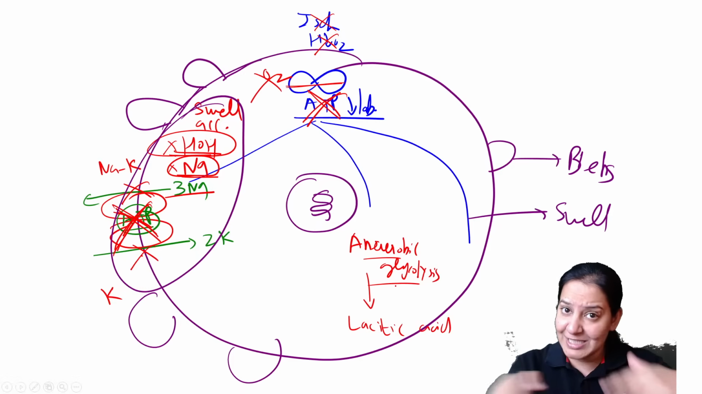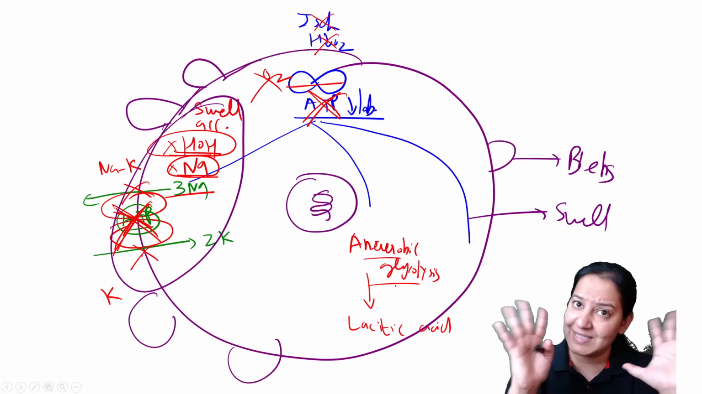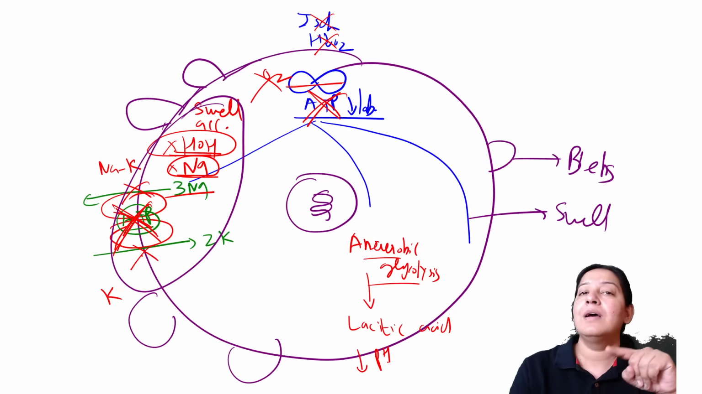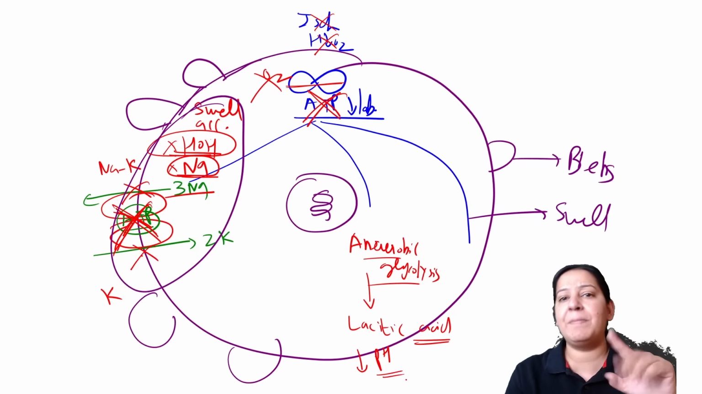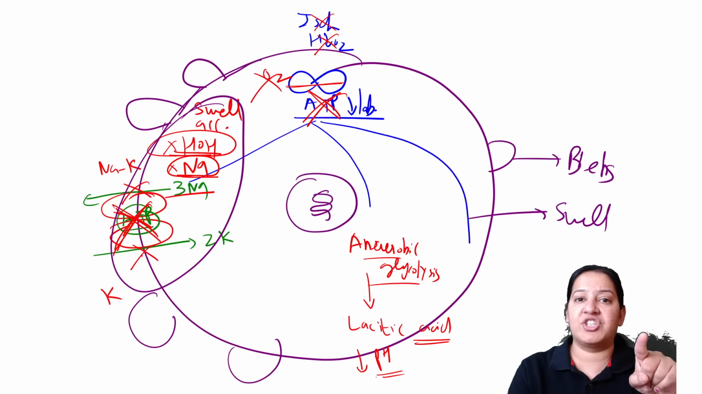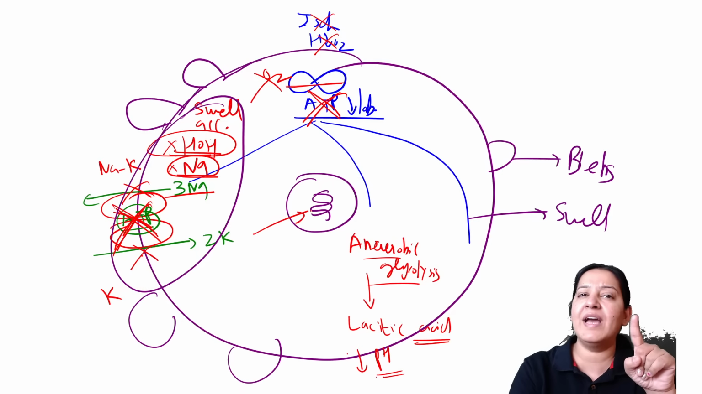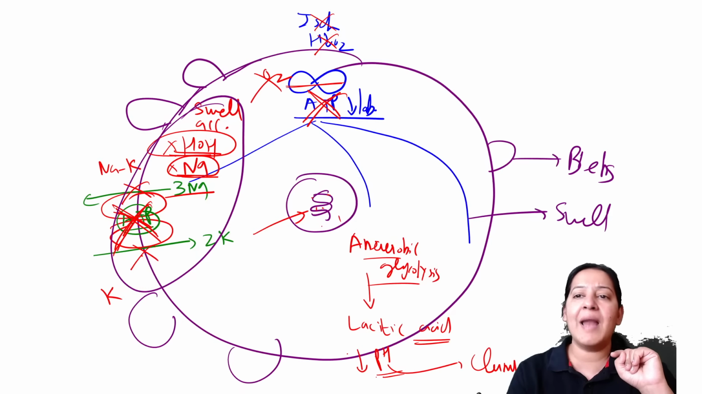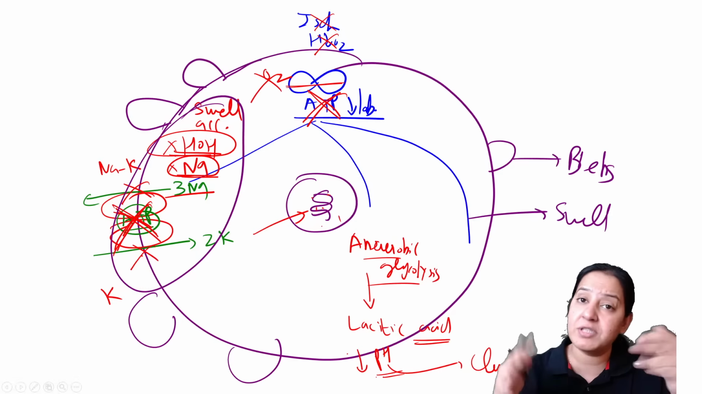So lactic acid is formed in the cytoplasm, inside the cell. This lactic acid will cause acidic pH of the cell. It is an acid, so it will reduce the pH of the cell. And with reduced pH, the acid will go into the nucleus and cause clumping of the nucleus. So the nucleus is clumped. Clumping of the nucleus will take place because of acidic pH.